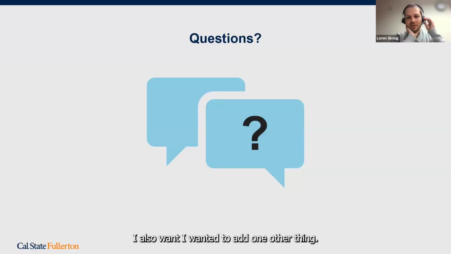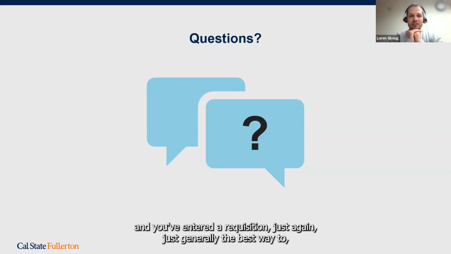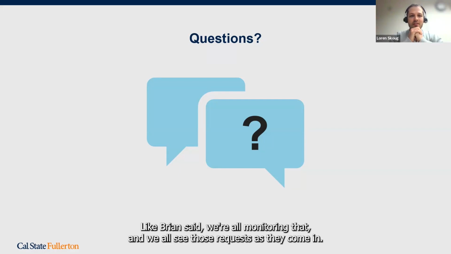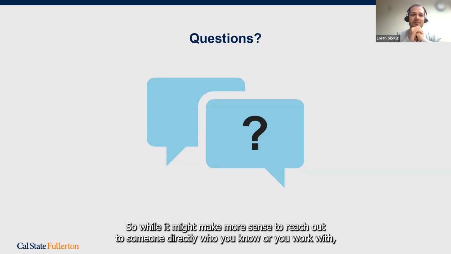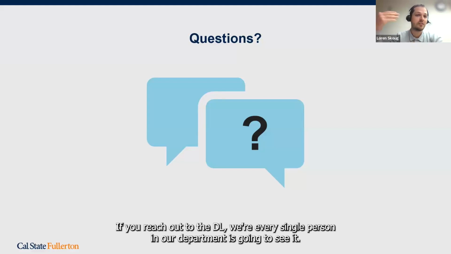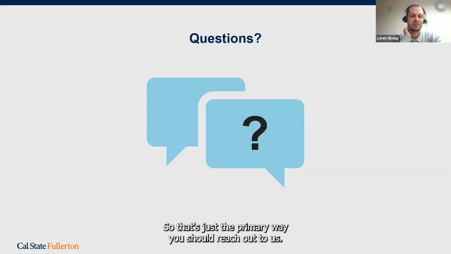I also wanted to add one other thing. If you have something that you need expedited, and you've entered a requisition, the best way to get that information across to us is to use our DL email. Like Ryan said, we're all monitoring that and we all see those requests as they come in. While it might make more sense to reach out to someone directly who you've worked with, if you reach out to the DL, every single person in our department is going to see it. So you're getting way more contact that way. That's the primary way you should reach out to us.